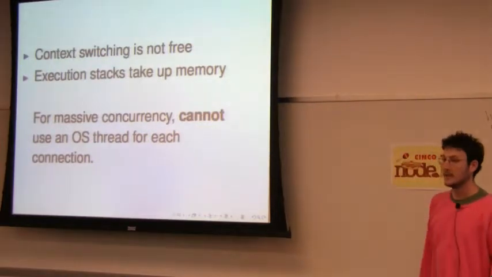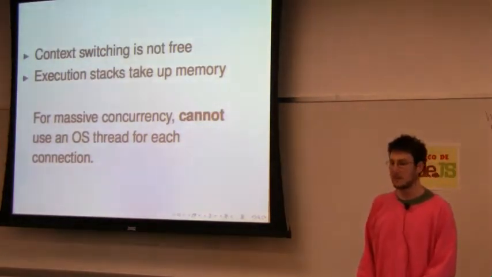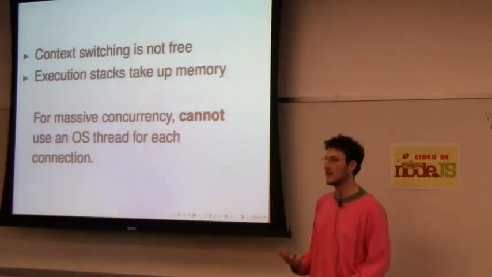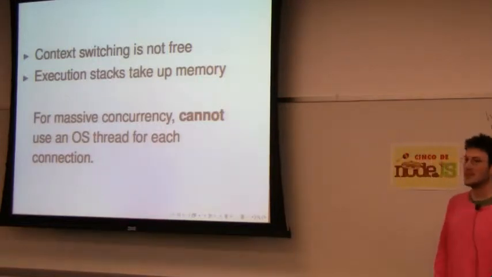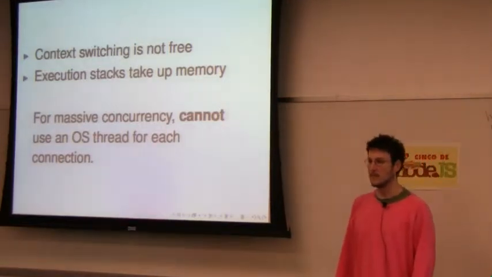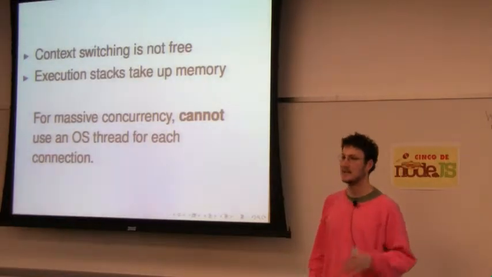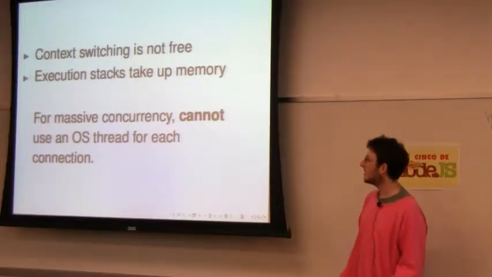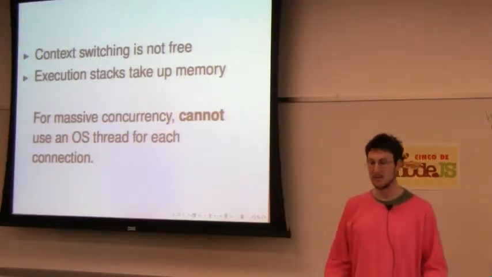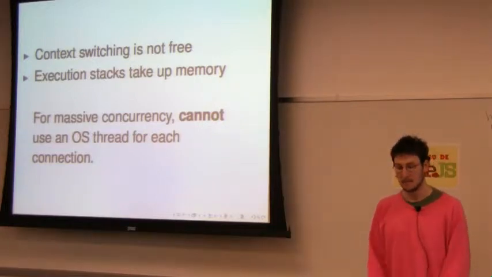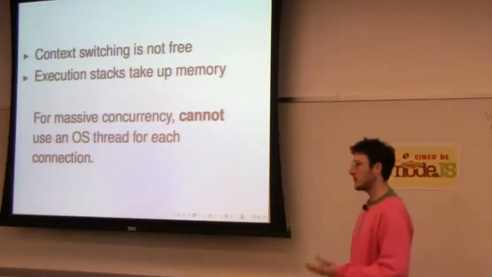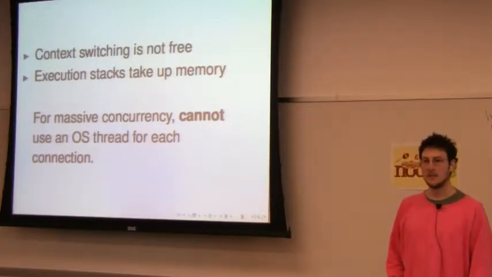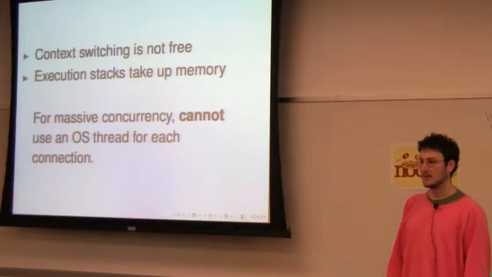So context switching between threads isn't free. It slows you down. Of course it's fast, the Linux scheduler is very, very fast, but it's not free. And if you have OS threads, they take up space, right? They are 2 megabytes or a megabyte. They are not free either to just create thousands and thousands of them. So for really massive concurrency, it's pretty much clear to everybody that you can't use an OS thread for each connection.